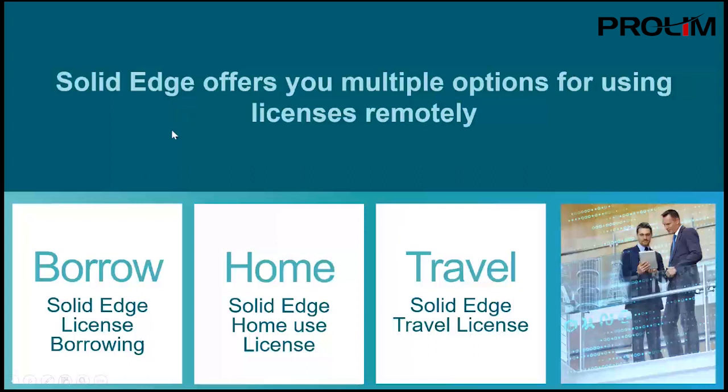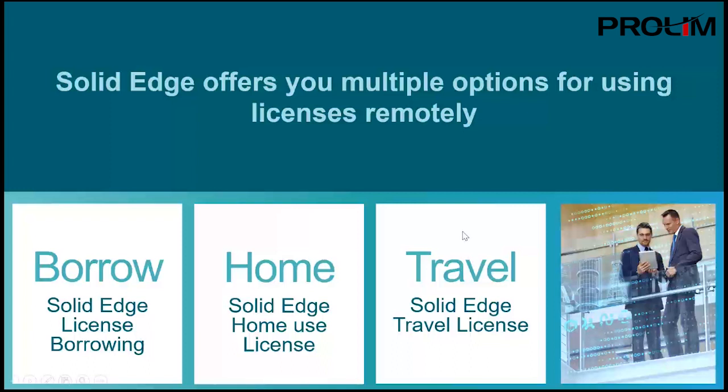With every production license, you get a home use and a travel license. And with floating licenses, you can borrow them. So the license borrow allows you to borrow a license from the pool at work and take it home on your machine. A home use license is intended for a person who's using a production license at work to be able to load Solid Edge on a machine at home and have a license to do that.